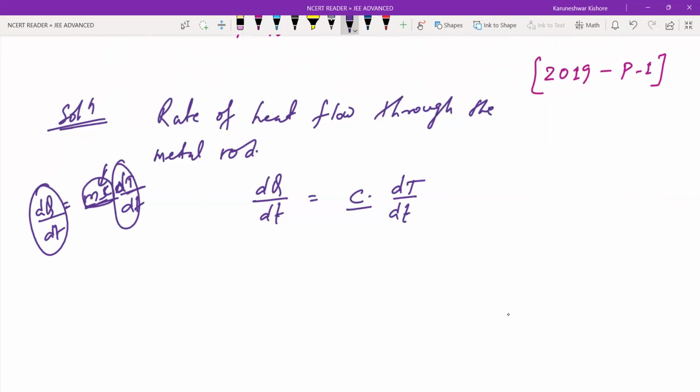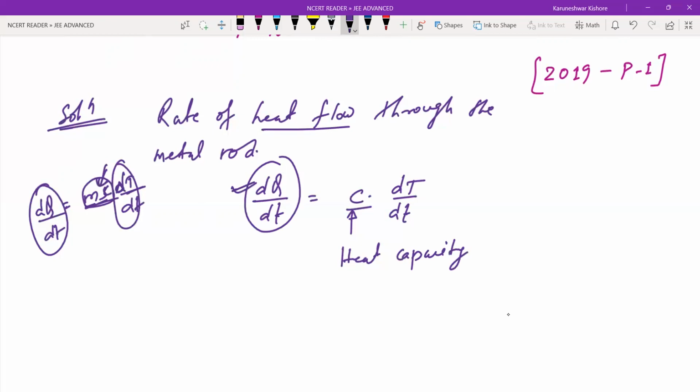So this term is included over there, that I said here, it is called heat capacity. So this C is the heat capacity, which actually we are looking to find out. How can we find this out? Now you can see, this dQ/dt is nothing but the rate of heat flow.